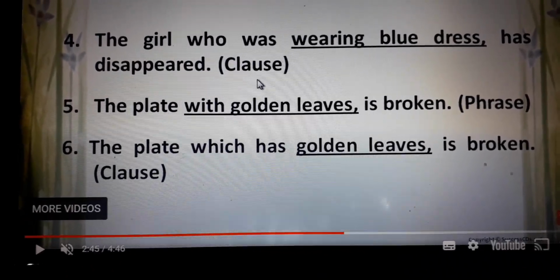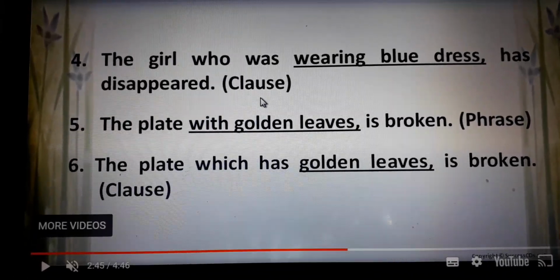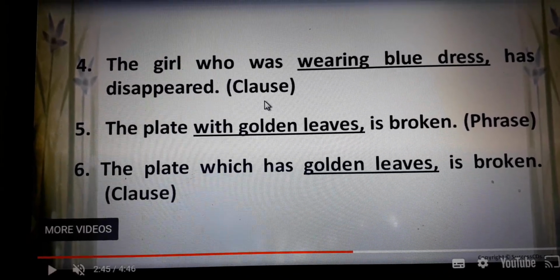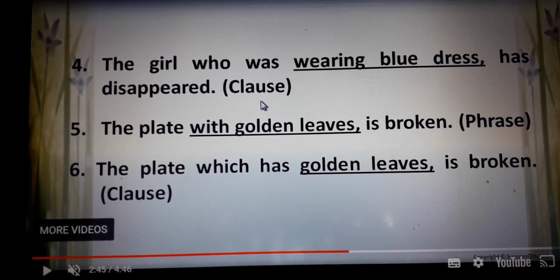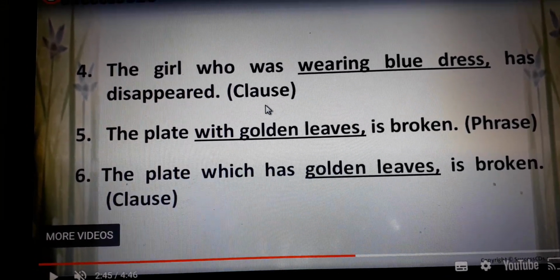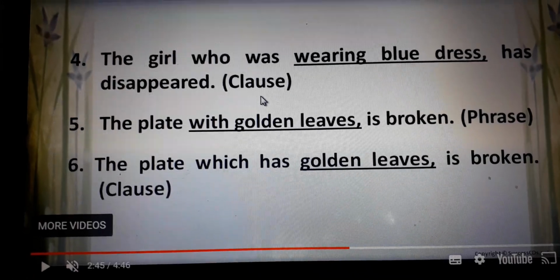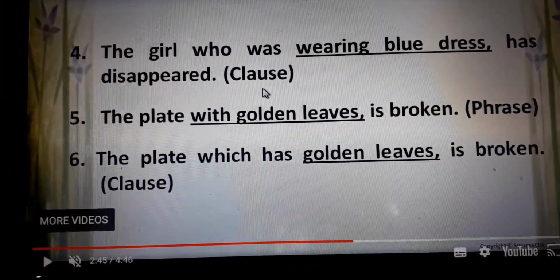Okay, but the main thing we need to remember is what is a phrase and what is a clause, and we have to identify the phrase and clause in a sentence. Conversion of phrase into clause is not in your syllabus, but still I have added it to your knowledge, so that you know that phrases can be changed into clauses and vice versa.